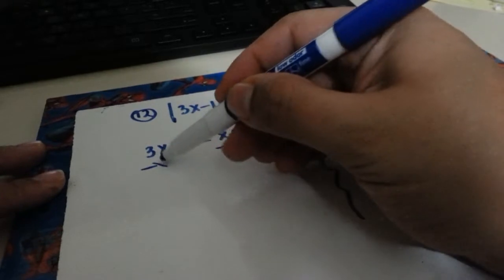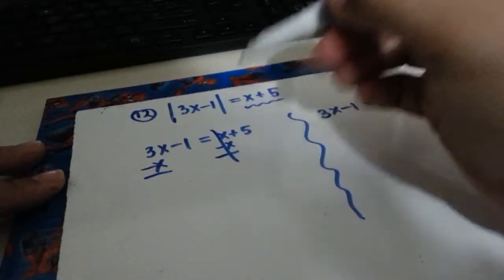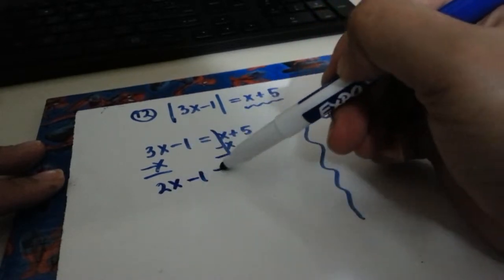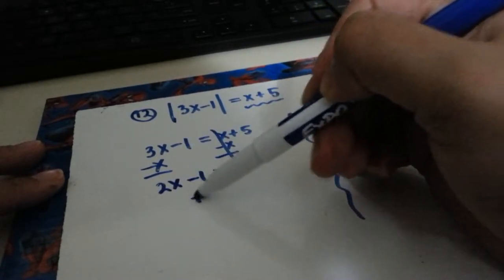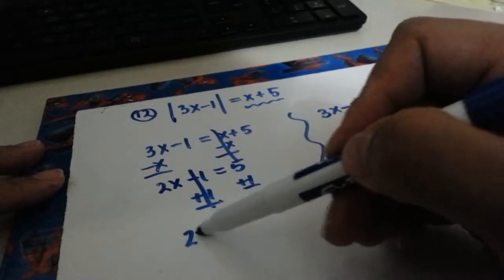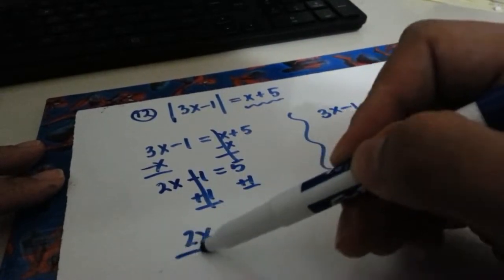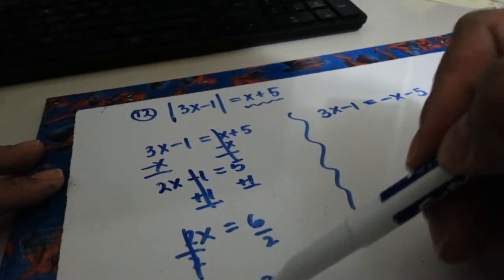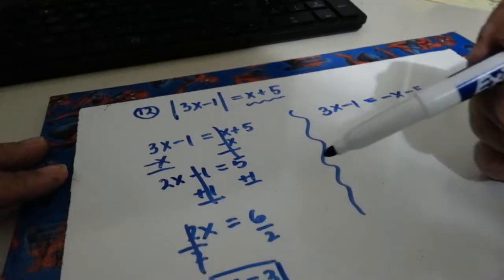I'm going to subtract x from both sides, because like I said before, I like my x's on the left. 3x minus x is 2x. I have a minus 1. I'm going to add 1 to both sides. So I have 2x equals 6. And I'm going to divide both sides by 2. X equals 3. That's one answer.